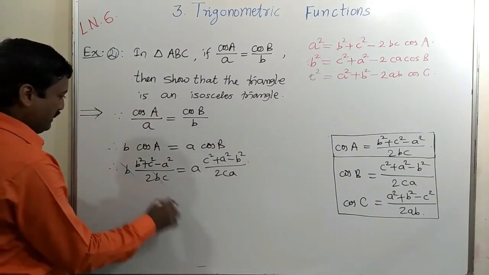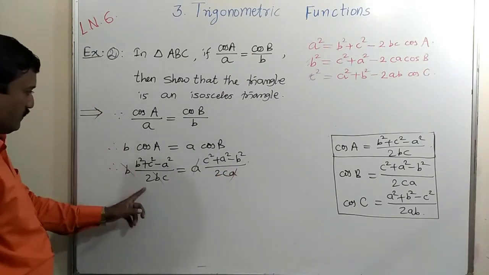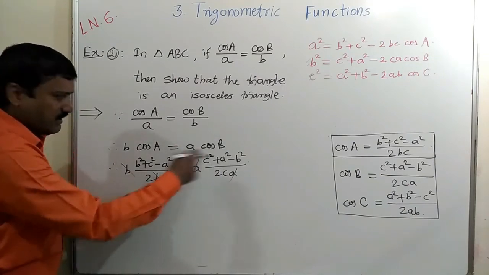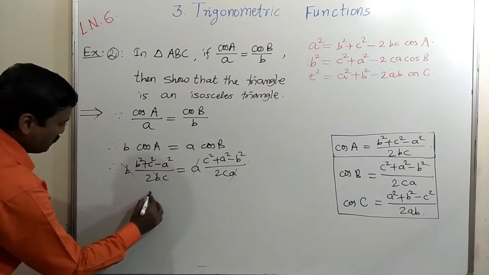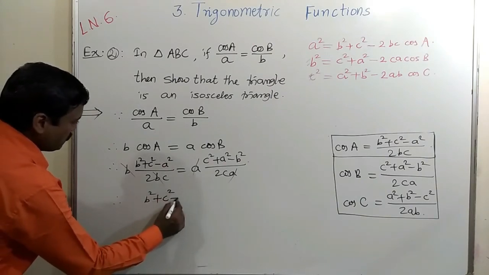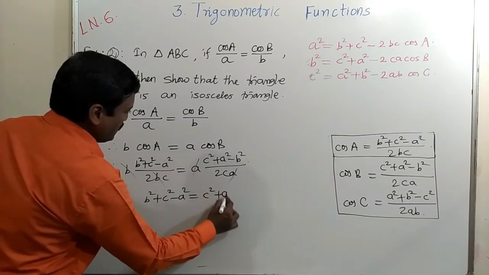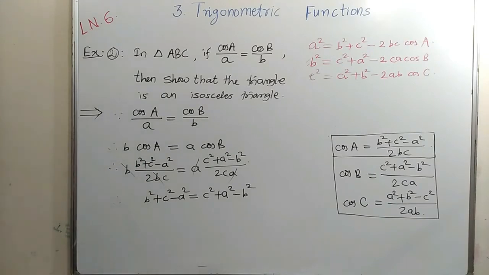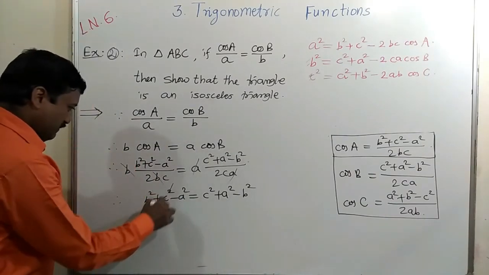Here B gets cancelled and A gets cancelled. Remains here 2C and 2C, meaning the denominators of both sides are the same, so they can be cancelled. So remains only the equality of numerators, that is b square plus c square minus a square equal to c square plus a square minus b square. Again here, this is plus c square and this is plus c square, so they can be cancelled.